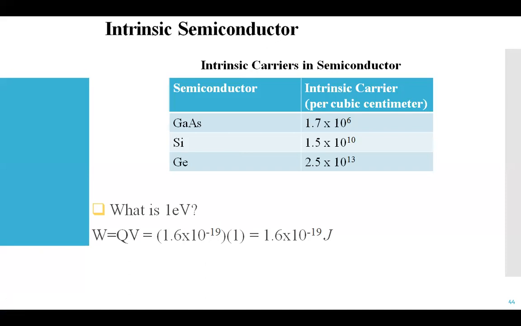So work, or energy, is equal to charge multiplied by the potential difference. For that, if you pick a charge like 1.6 into 10 raised to minus 19, and consider a potential difference of 1 volt, then you can identify the work or the energy in terms of joules. So this is just an example given over here. If you take any kind of semiconductor material and identify the charge, then you can identify how much energy there will be. This is just one example given for your understanding.